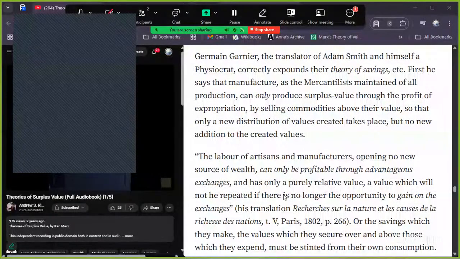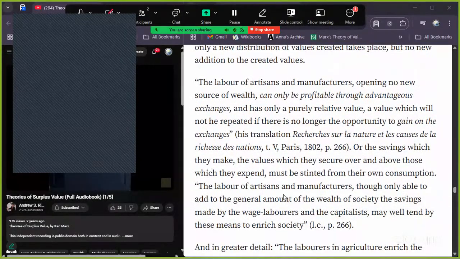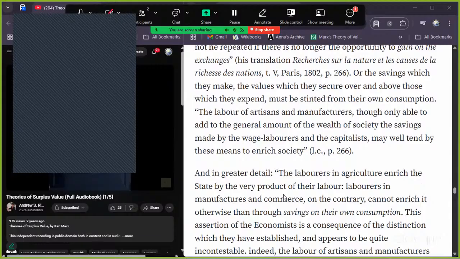First, he says that manufacture, as the mercantilists maintained of all production, can only produce surplus value through the profit of expropriation, by selling commodities above their value, so that only a new distribution of values takes place, but no new addition to the created values. Quote, the labor of artisans and manufacturers, opening no new source of wealth, can only be profitable through advantageous exchanges, and has only a purely relative value, a value which will not be repeated if there is no longer the opportunity to gain on the exchanges. End quote from his translation of An Inquiry into the Nature and Causes of the Wealth of Nations.